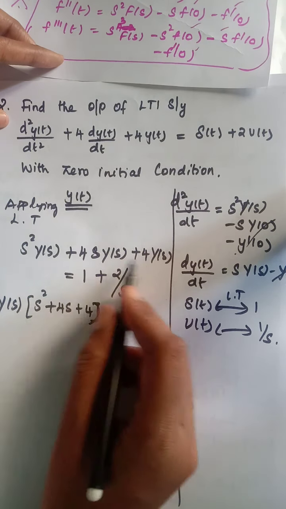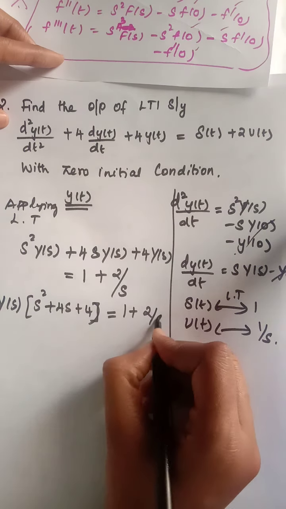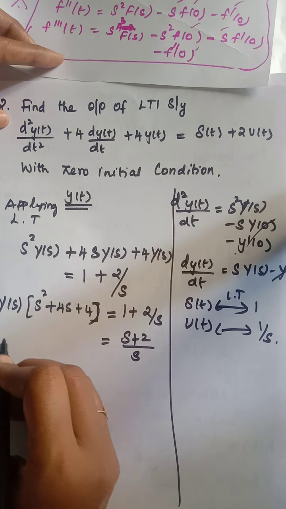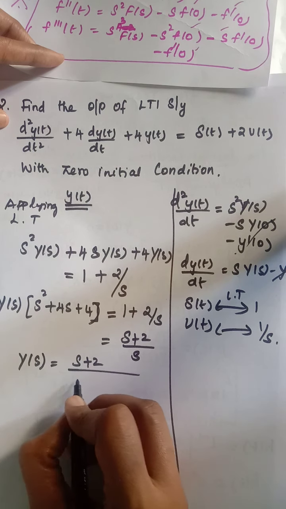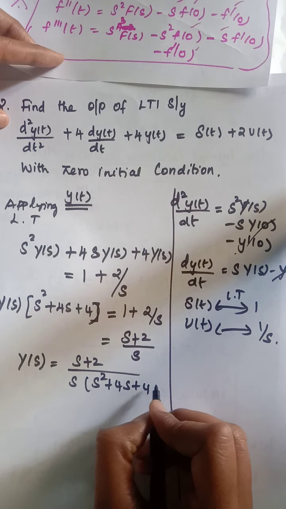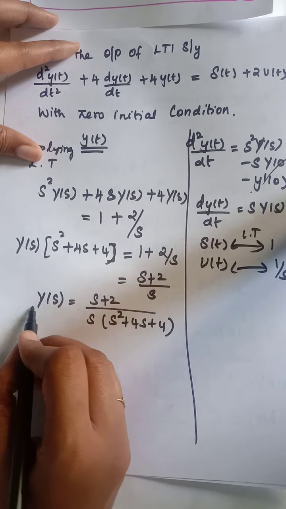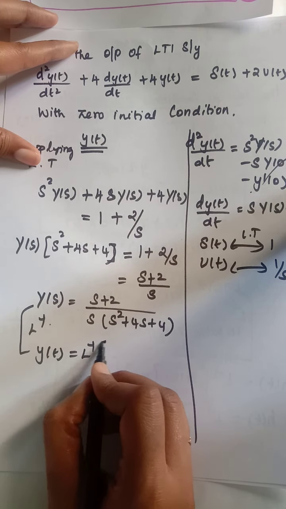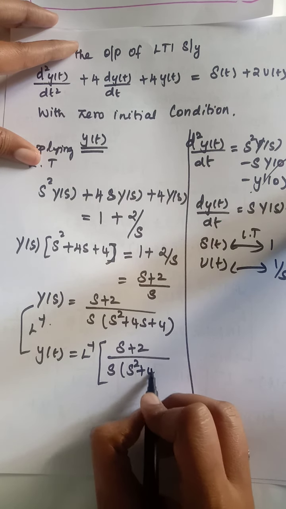This is the thing I will get when you take y of s outside: 1 plus 1 by 2 by s. So this can be written as (s plus 2) by s. Therefore, here y of s is equal to (s plus 2) divided by s into, bring it to the denominator, s square plus 4s plus 4. So this is what your y of s is, but they ask you to find y of t. So how will you find y of t? By taking the inverse Laplace transform, you will get y of t. So the inverse Laplace transform of (s plus 2) divided by s into (s square plus 4s plus 4).